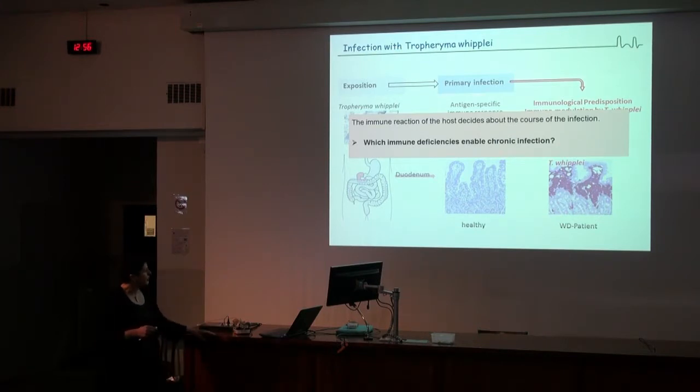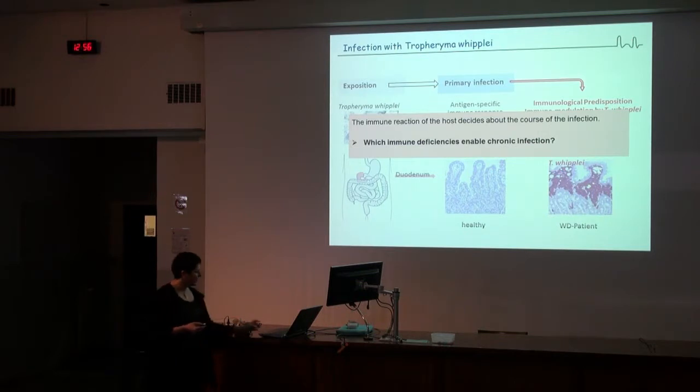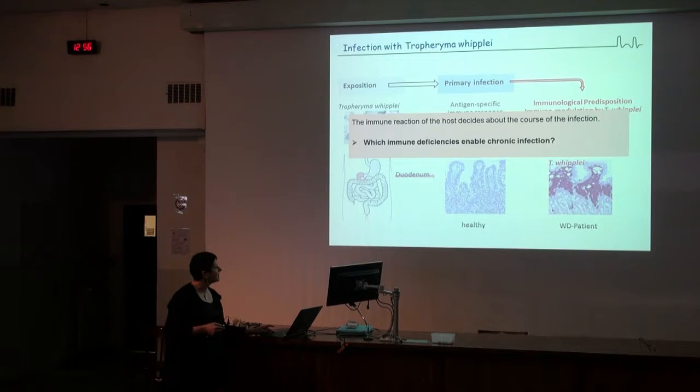So one major question that is important for us is that since the immune reaction of the host decides about the course of the infection, we wanted to define the immune deficiency that enables a chronic infection. That's one major point that I hope I can clarify in the next minutes.